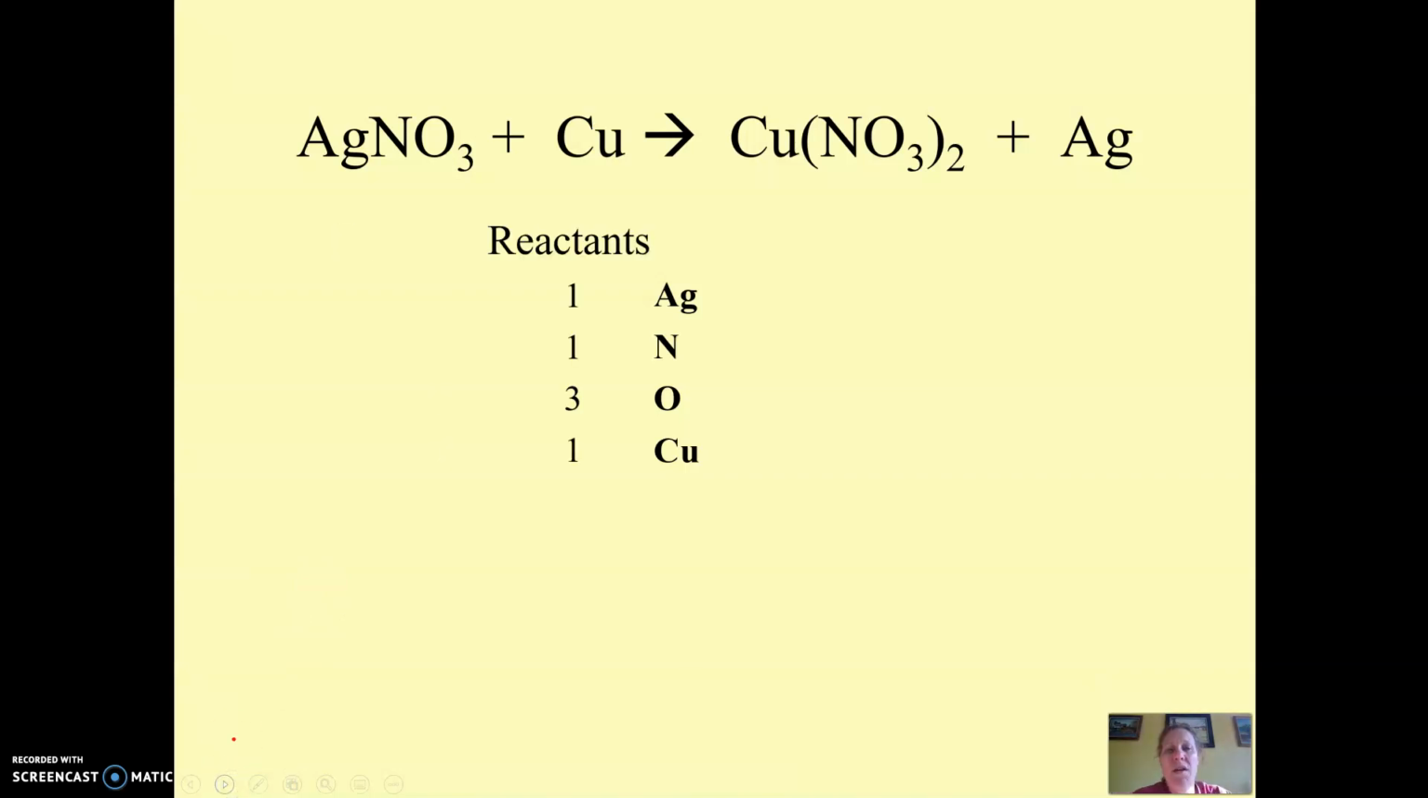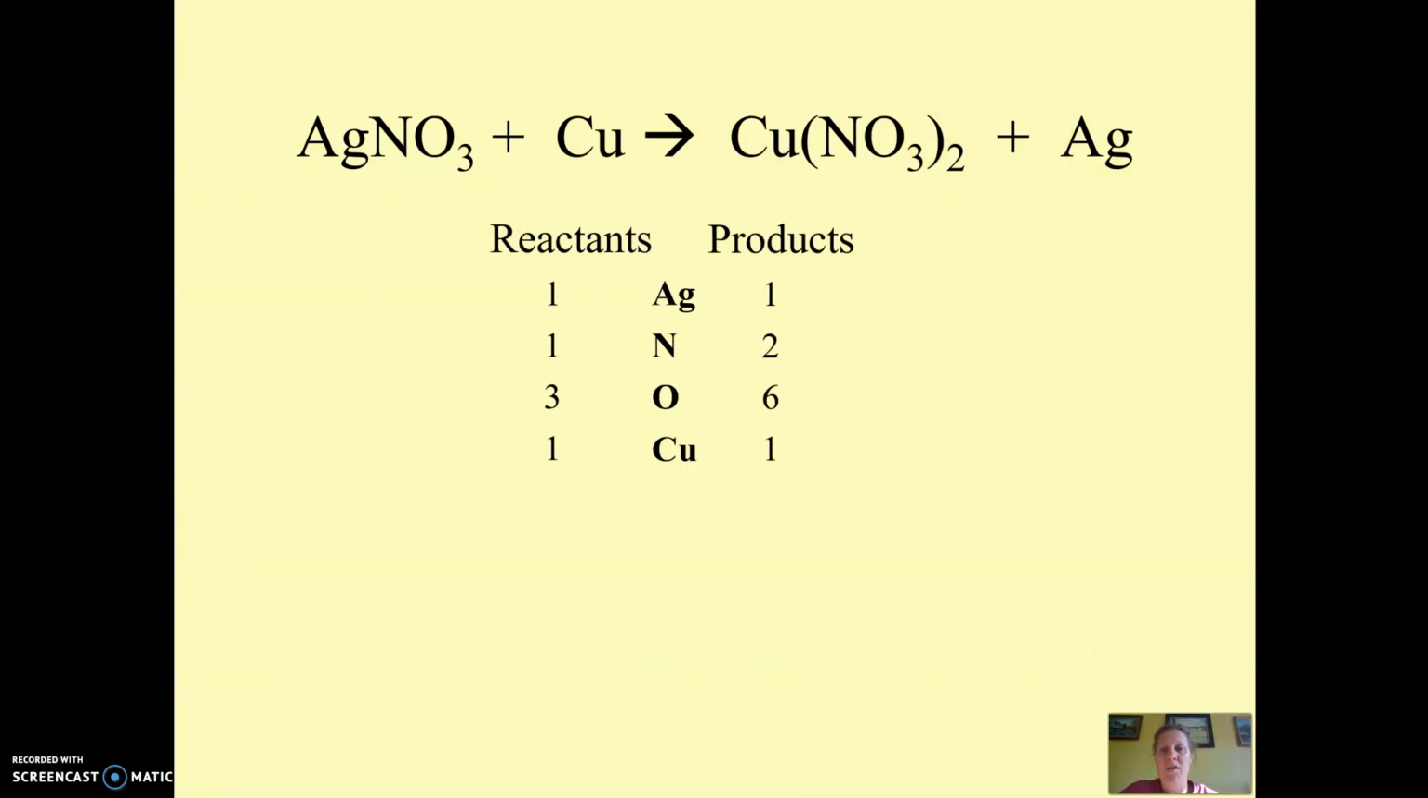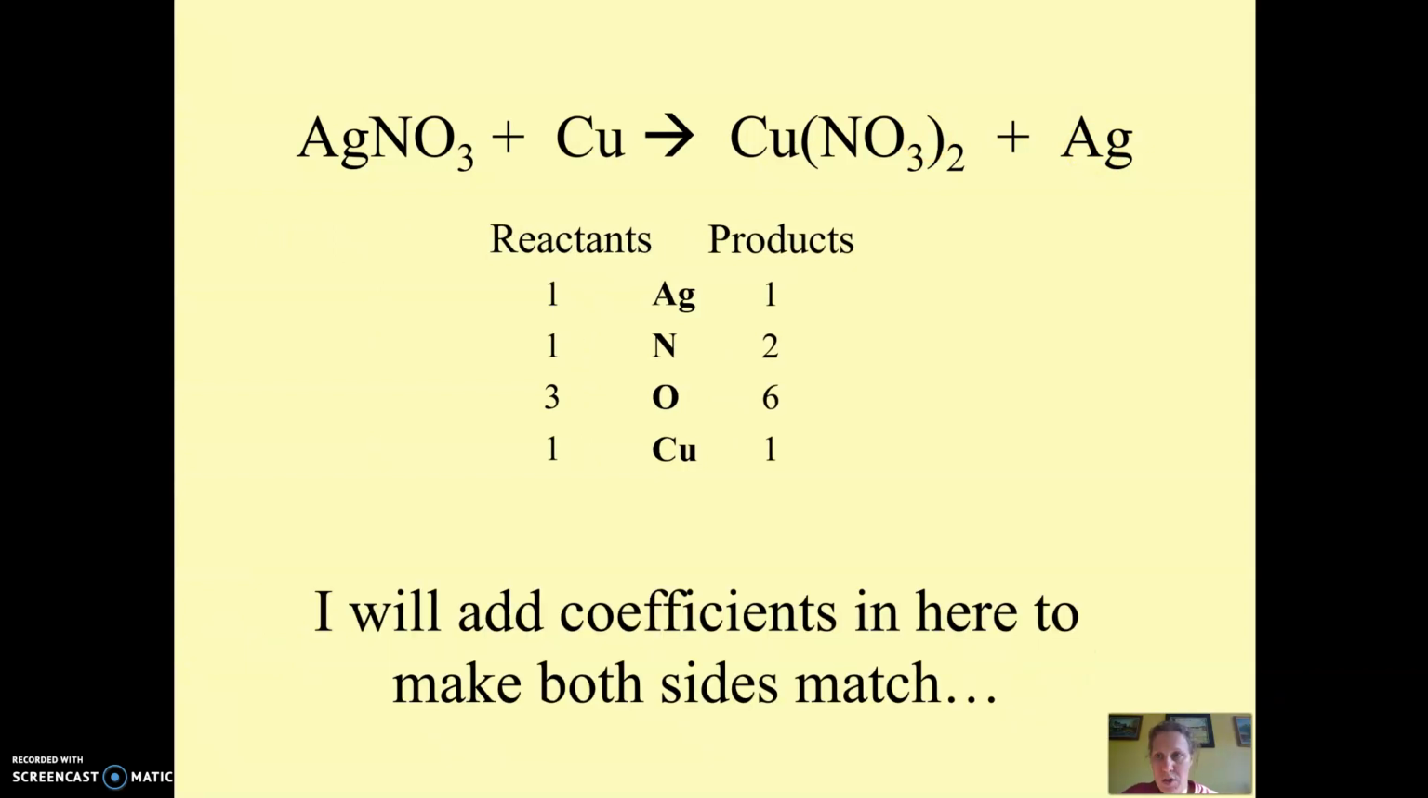And then on the products, there's 1 Cu. The 2 goes to both of these things like before. 2 Ns, 6 Os, and 1 Ag. There's that list, but as we notice, the atoms don't match up. So now we put coefficients in the front to match both sides.